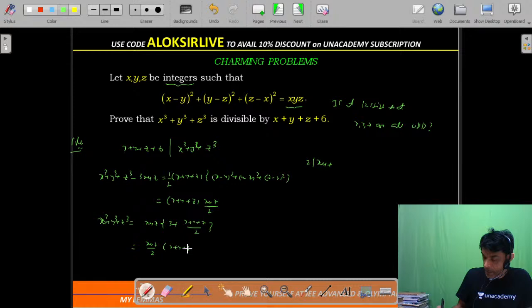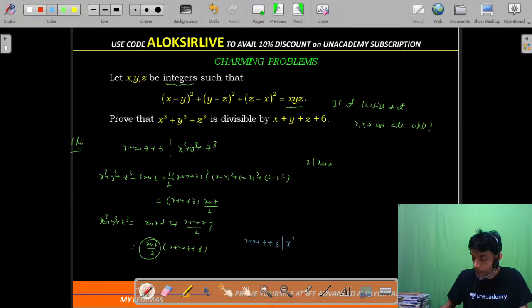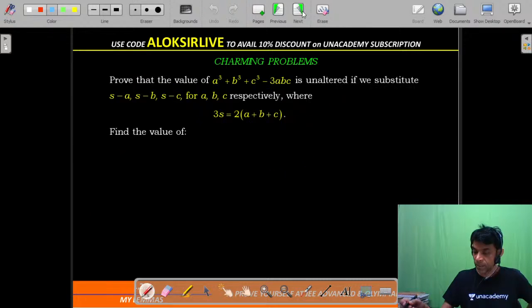So this tells me that x plus y plus g plus 6 indeed divides x cubed plus y cubed plus g cubed. And so we can tell that this is dividing, and so we are done, yes, this divides this. So it is still an integer. This is unaltered if you substitute this for this.